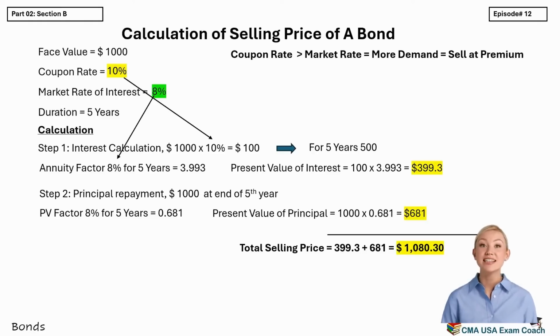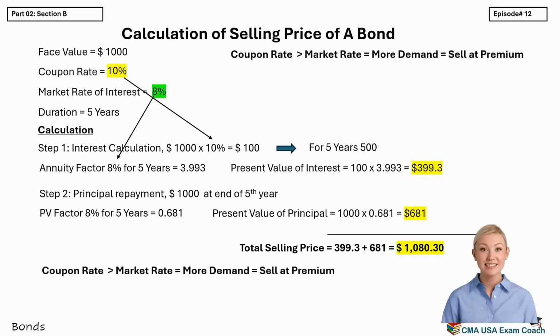The bond is offering a 10% coupon rate, while the market is offering only 8%. This bond is giving more return than the current market rate. Because of this, the bond becomes more attractive to investors. And when demand increases, the price goes up. That's why this bond is being sold at a premium. Although the face value is $1,000, the bond is actually being sold for $1,080.30. This is a perfect example of how we calculate the selling price of a bond using present value techniques.